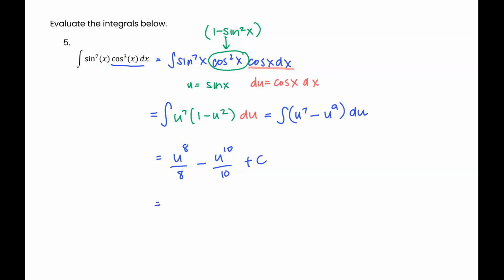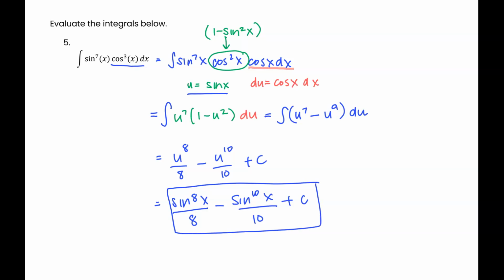And then one final step to rewrite this back in our u. Sine to the 8th of x over 8 minus sine to the 10th of x over 10 plus c. Boop. That's our trigonometric integral.